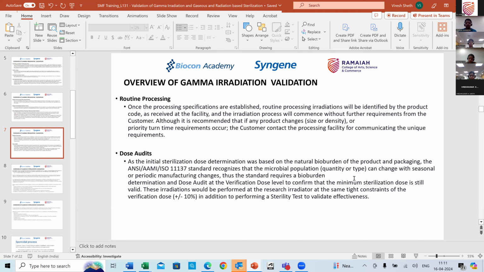Okay, so you will work in a tighter window when you are doing an audit as compared to a wider window which you are allowed during the commercial manufacturing. So verification dose is with the tighter dose tolerance when you are doing a dose audit or when you are determining the dosages also.